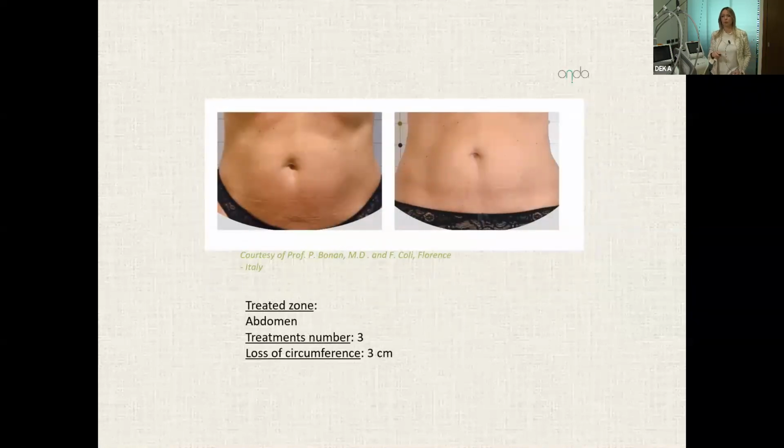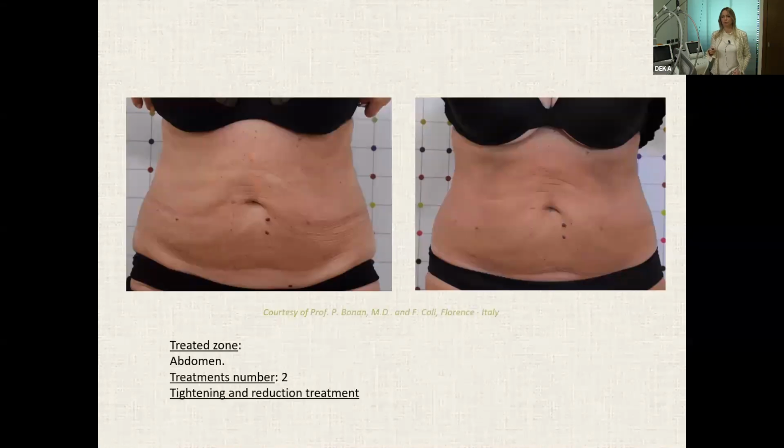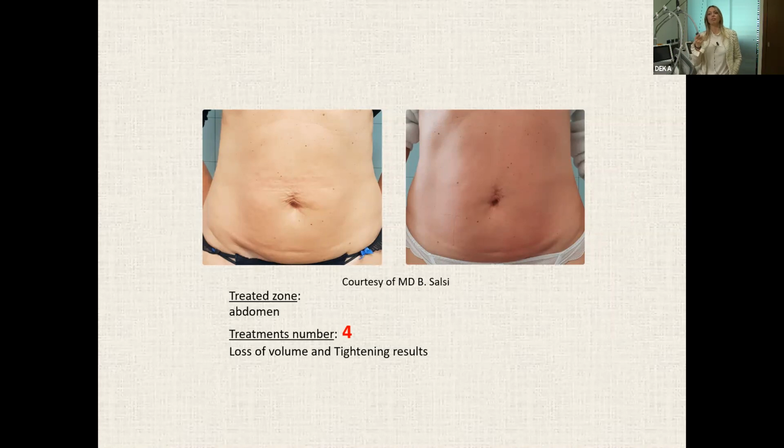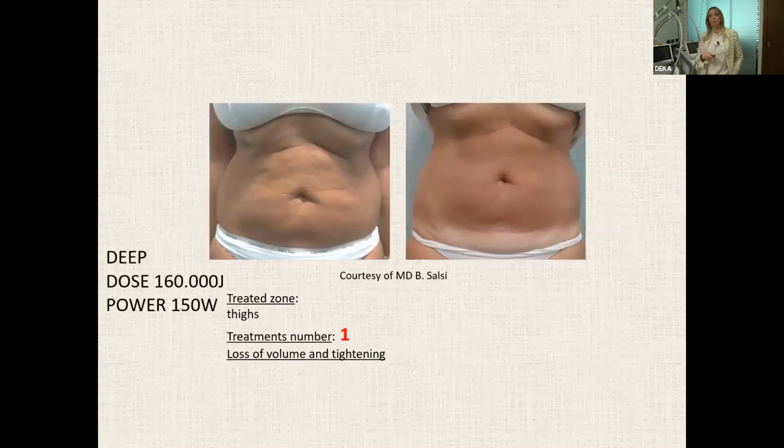Three treatments for belly area. Two treatments. She is about 70 years old. So we can perform the treatment always. After, this is very interesting to see these results because yes, okay, we had quite good improvement after four treatments, but here she lost many centimeters in one treatment.